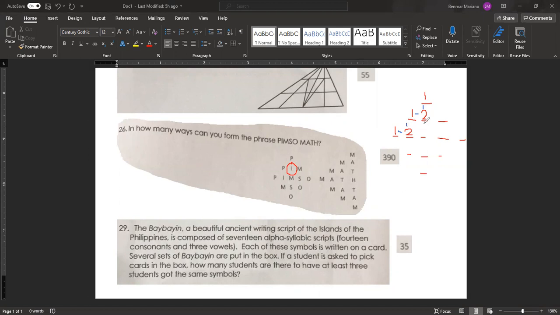Notice this one. Definitely, if you add 2 plus 2, that would be 4.